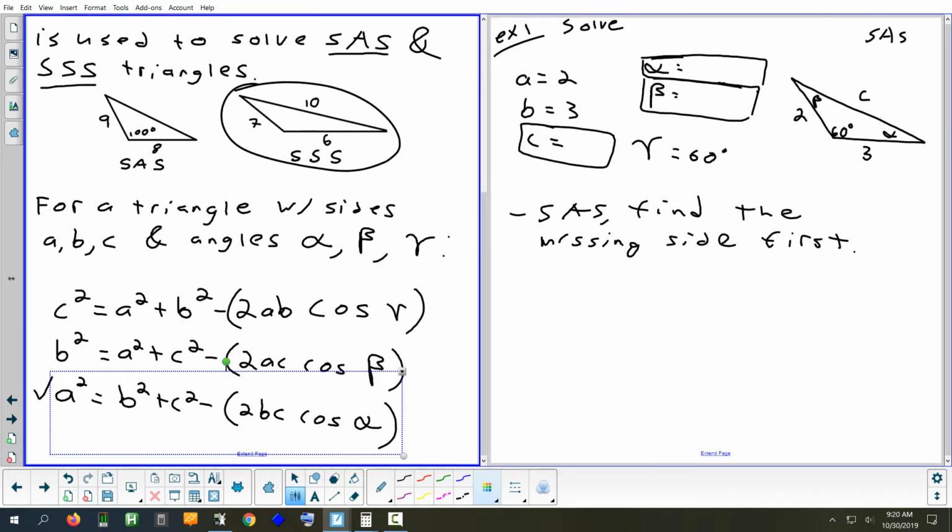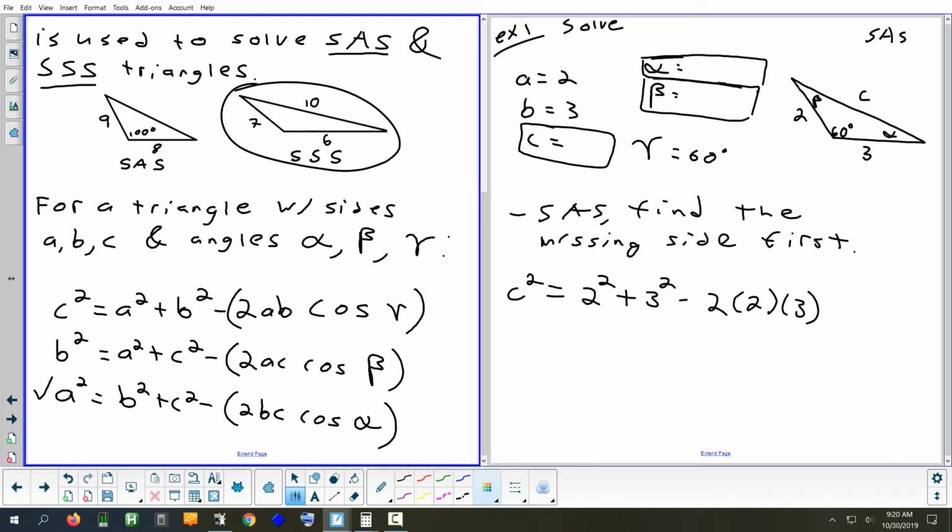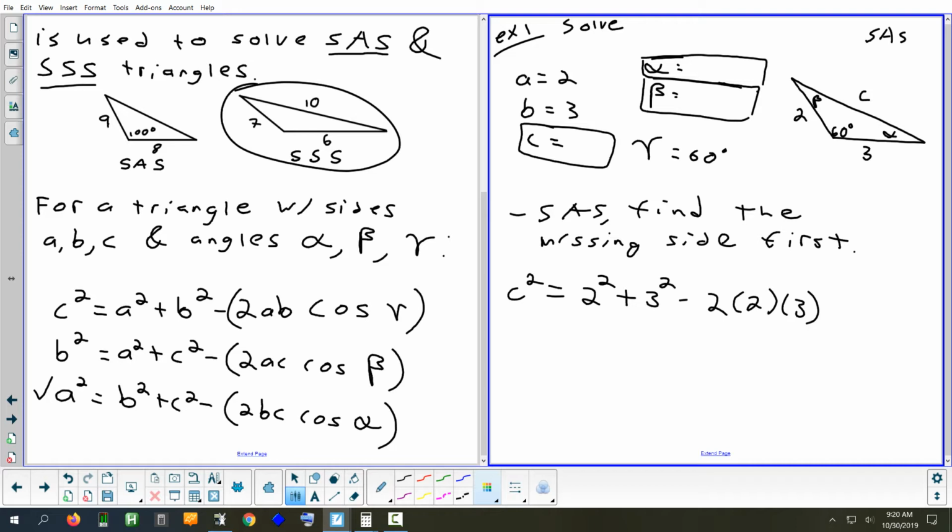So let's plug everything into the first one. The first time through, I'll write every step out. After that, we'll kind of shorten it up and do a couple steps at the same time. So c squared equals a squared plus b squared, minus 2ab cosine of the angle across from the letter I started with, gamma. Okay. Any questions on setting that up?